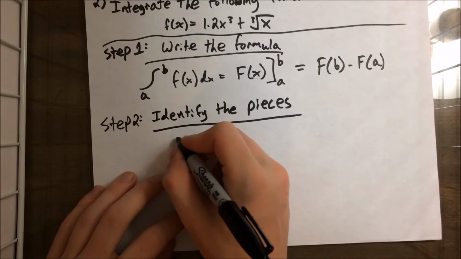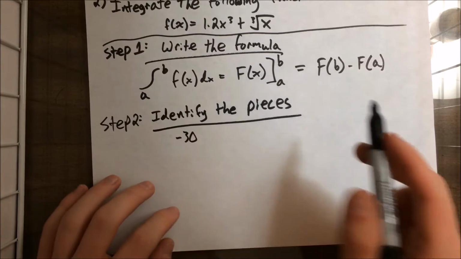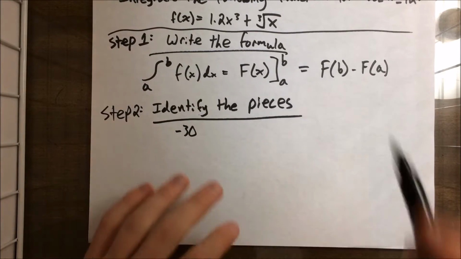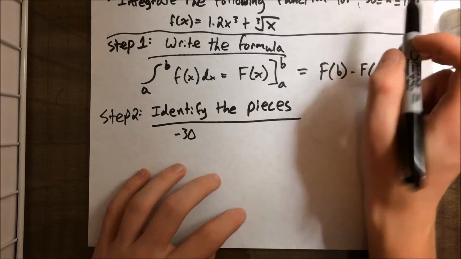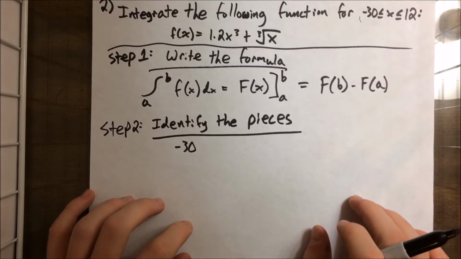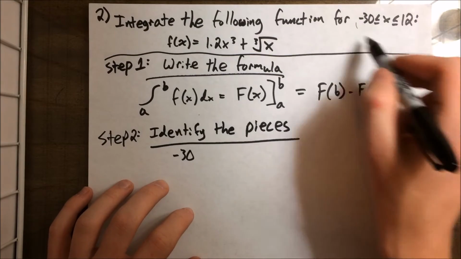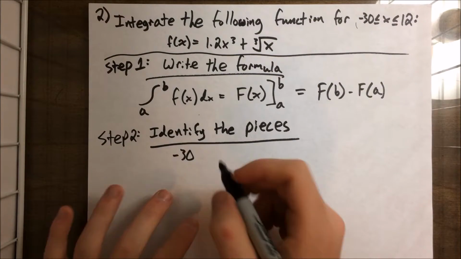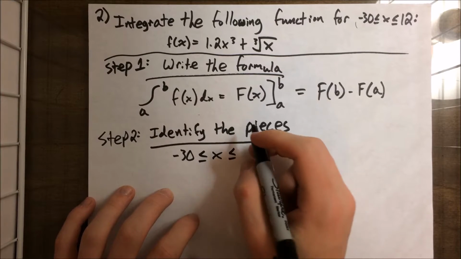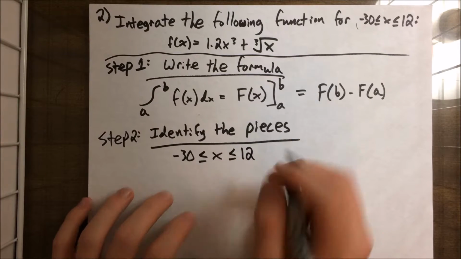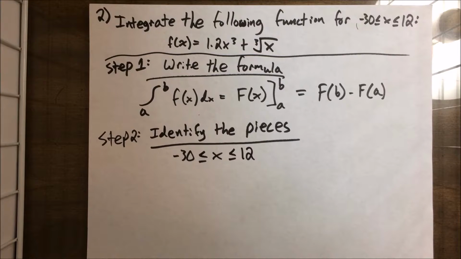So to identify the pieces, we're really talking about the range or the endpoints of the function. So right here, that's what we're looking at when we're identifying the pieces. If you need help again with integration itself, just plain old integration, take a look at my indefinite integration video because I explained that there.